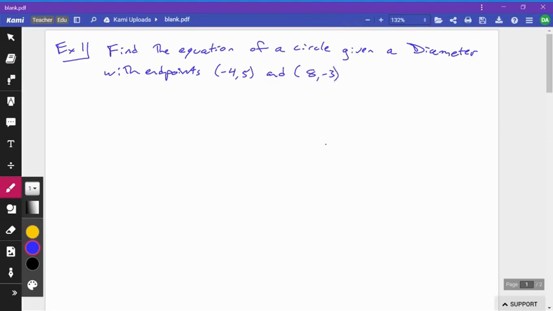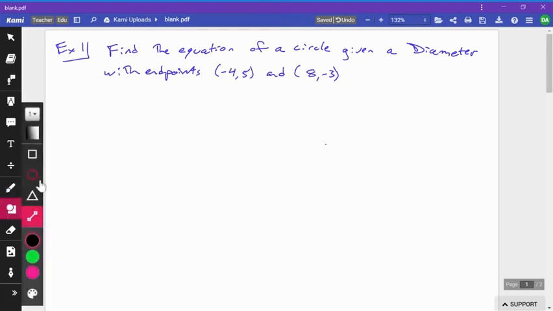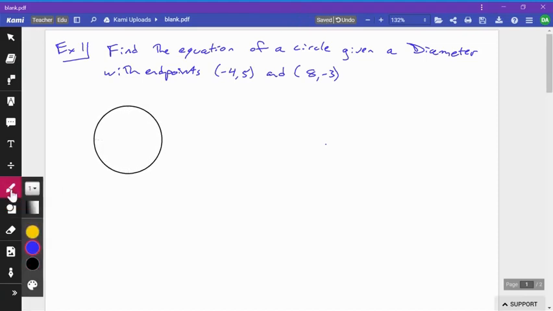So remember, in this class, it's always best to have some kind of picture. So let's get a circle here, and this circle is going to have in it a diameter. So -4, 5, I can say is roughly right up here. And if I draw in that diameter, I am going to be going right through the center of the circle.